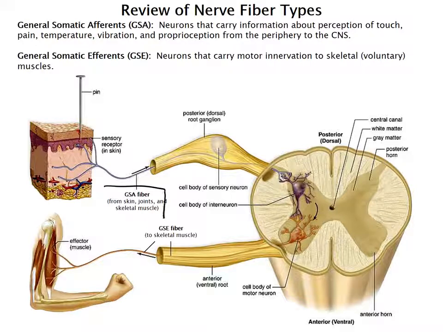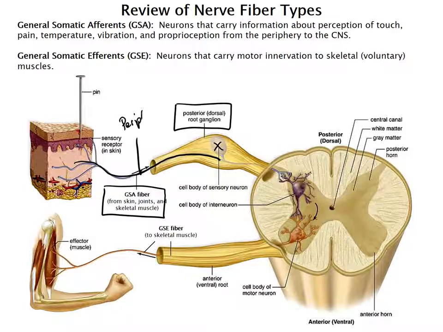The cell bodies of the general somatic afferent fibers are located here within the dorsal root ganglion. These neurons are considered to be pseudo-unipolar in morphology. That means they have a very long peripheral process that extends from the skin, for example, back to the cell body located within the dorsal root ganglion. They also have a very short central process, extending from the cell body to the neurons housed within the dorsal horn of the spinal cord.